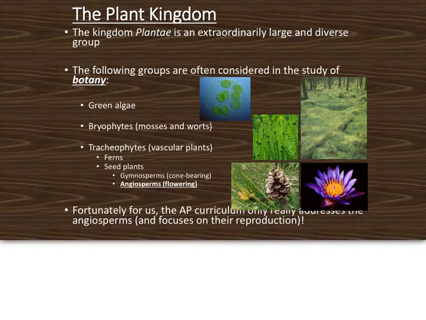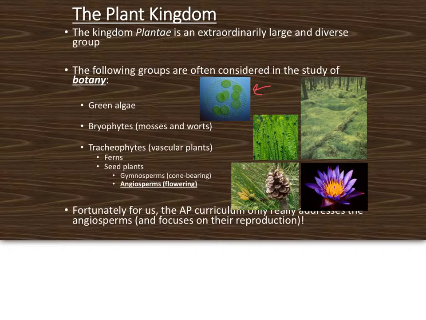So the simplest of the plants are the green algae, which is what this picture up here is showing you. Green algae can be single cellular. Oftentimes they just grow in an aquatic environment, so they're in a fish tank or something like that. Very, very simple plant cells.